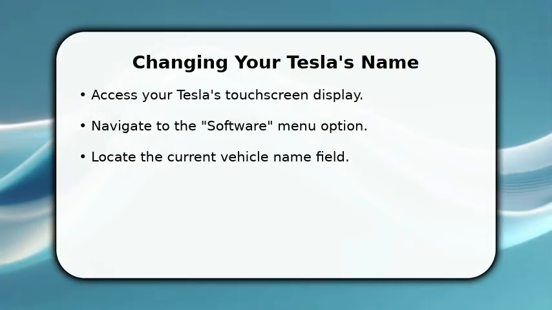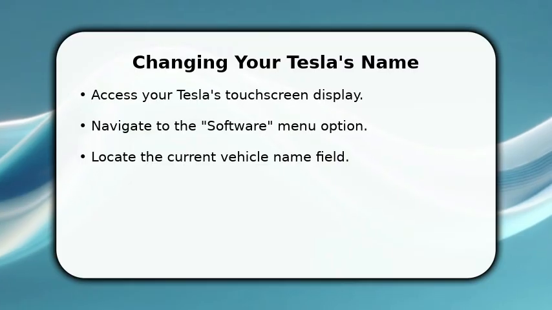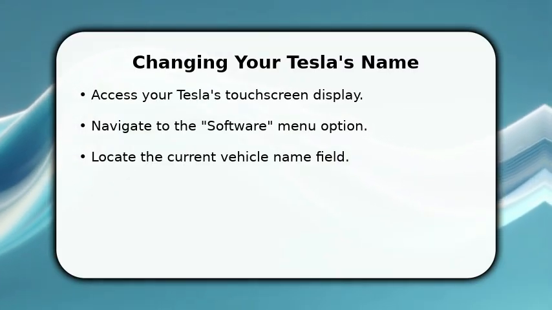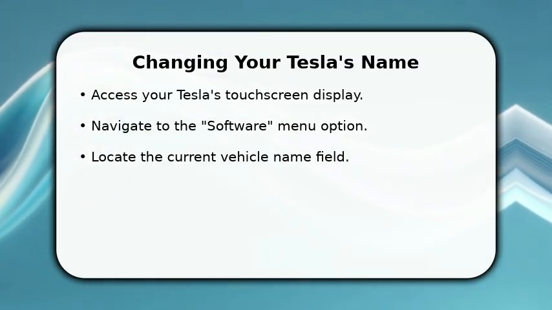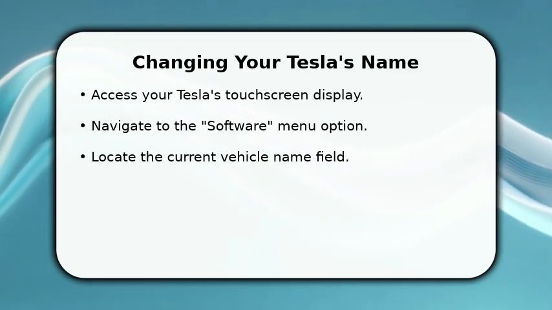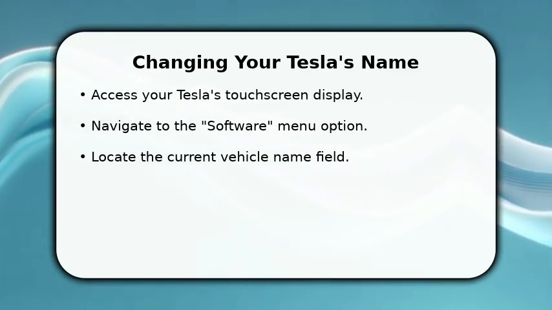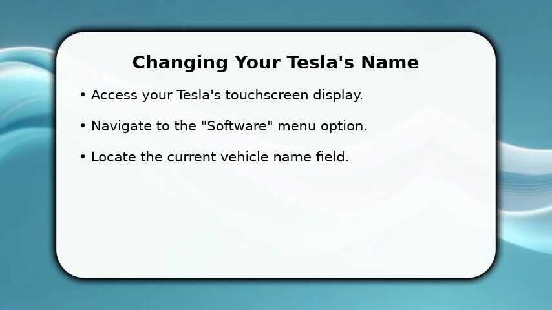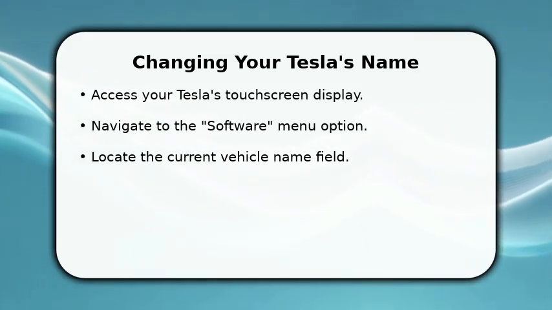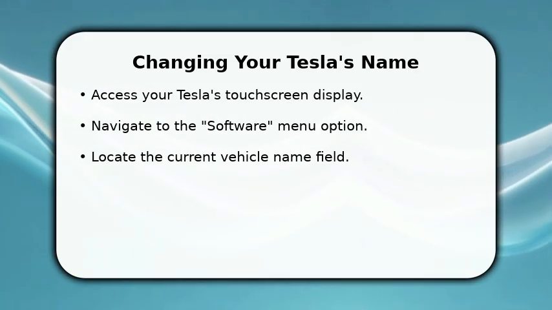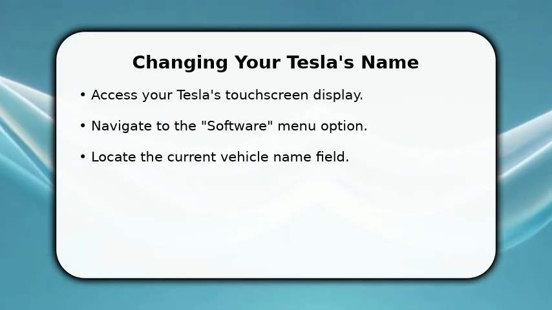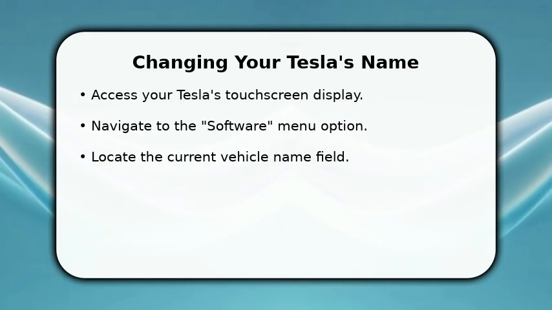In this video, I will explain how to change your Tesla's name. First, ensure you are in your vehicle with the touchscreen active. Navigate to the main menu and select the software option. This section manages your vehicle's core settings, including its identity. It's a straightforward process that takes just a moment to personalize your car's digital presence, making it truly yours.